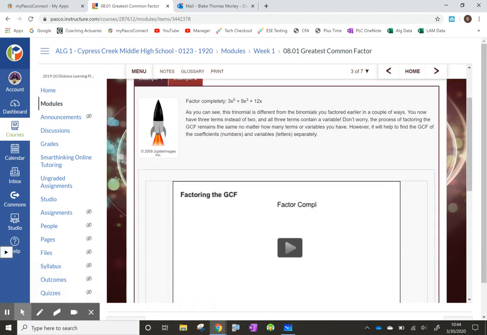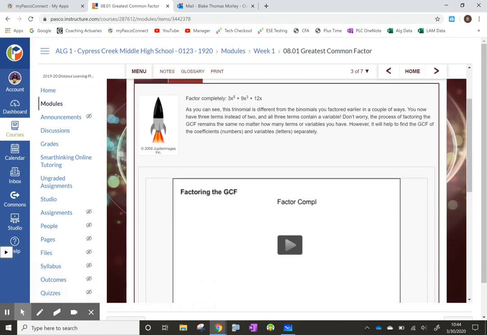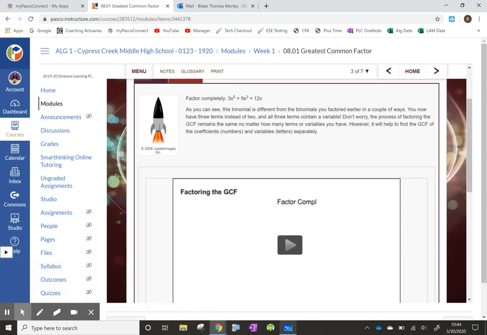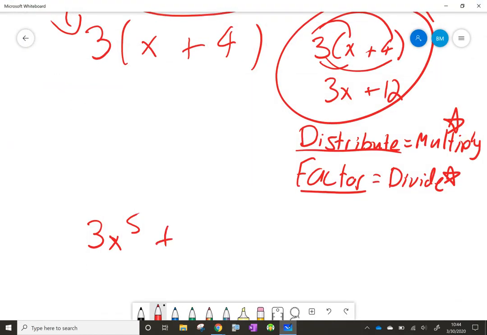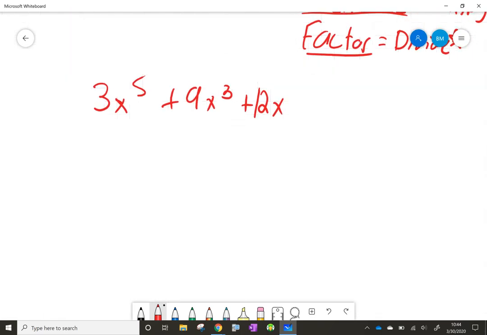All right, so here we have a bigger group, right? Factor completely. 3x to the 5th, 9x to the 3rd, and 12x. So let's put this on my thing, right? We have 3x to the 5th. We have 9x to the 3rd, and 12x. So now there are 3 terms to consider. 3x to the 5th, 9x to the 3rd, and 12x.